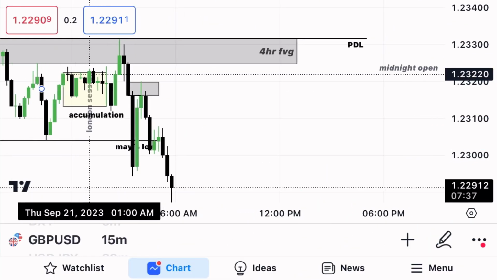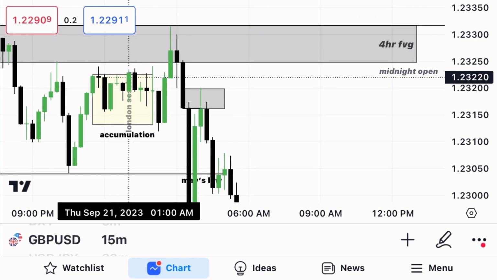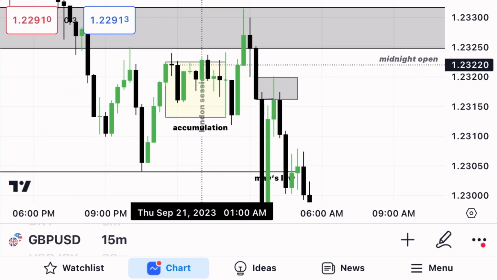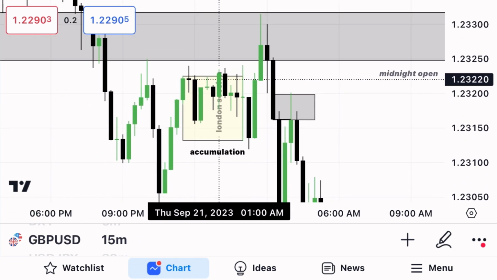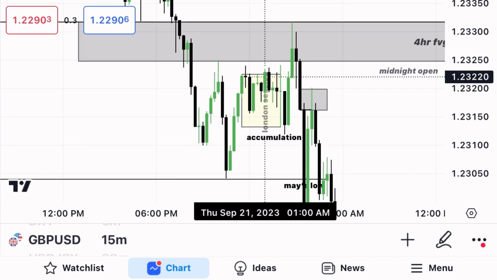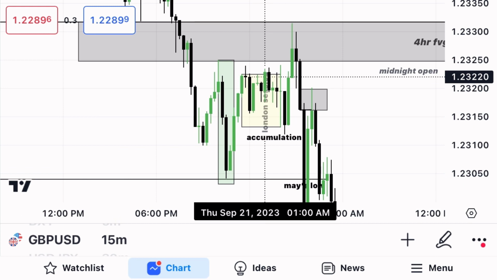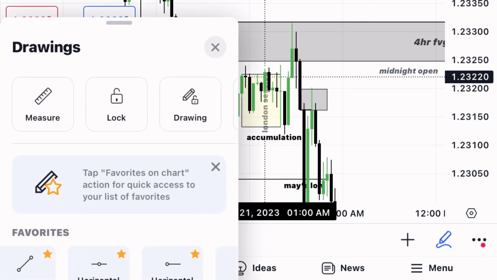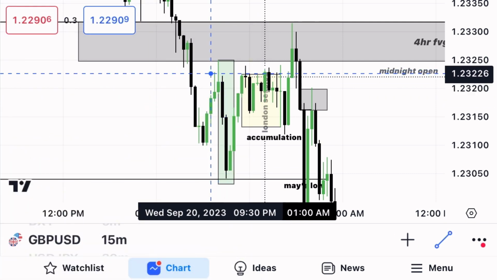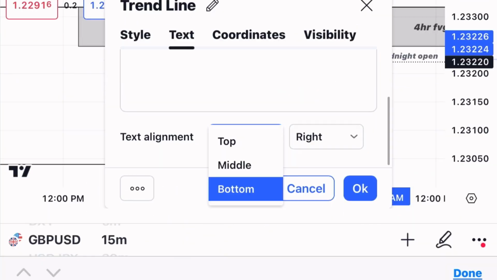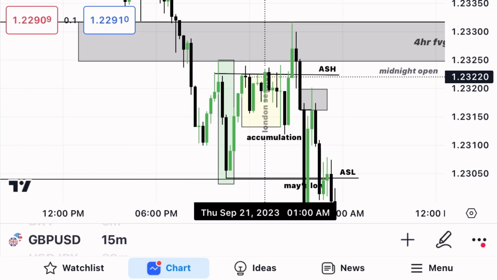So the accumulation is this consolidation you're seeing here that started from the end of the Asian session to the beginning of the London session, which have market orders residing above and below it. Let's go back to the Asian session, which forms the Asian range. This is the highest high and the lowest low formed between 7 p.m. to New York midnight open, and usually formed between 8 p.m. to 10 p.m. from what I've seen so far. So from there, you mark out your Asian high and Asian low, which is ASH and ASL like I did.